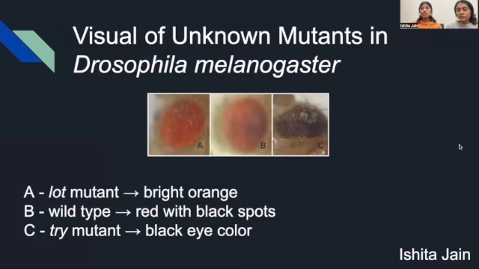So here is an introduction to those mutations in a visual sense. You can see that the lot mutant was characterized by brighter orange eyes in the flies, and the wild type had darker, a little redder eyes with black spots. And finally, the tri mutant was characterized by having a black eye color. So as you can see, all the phenotypes are shown in the color of the eye.